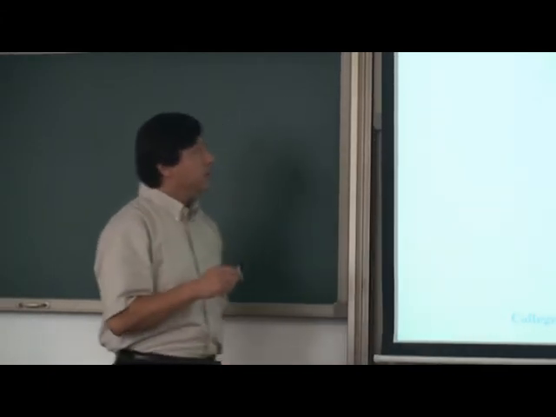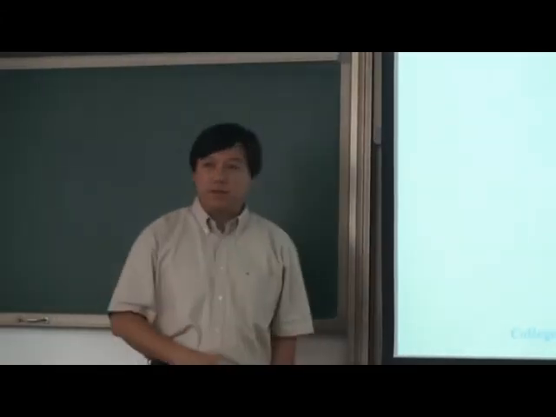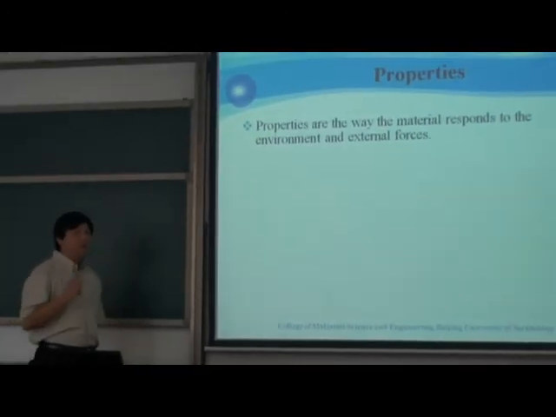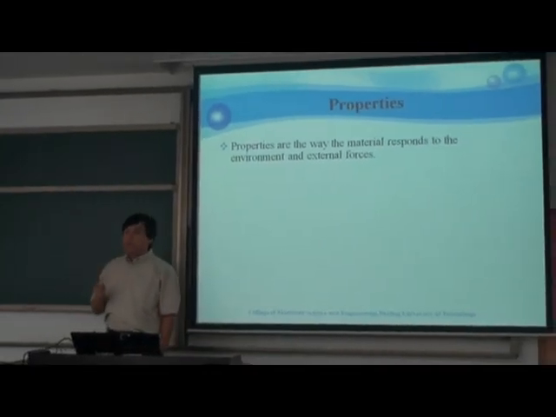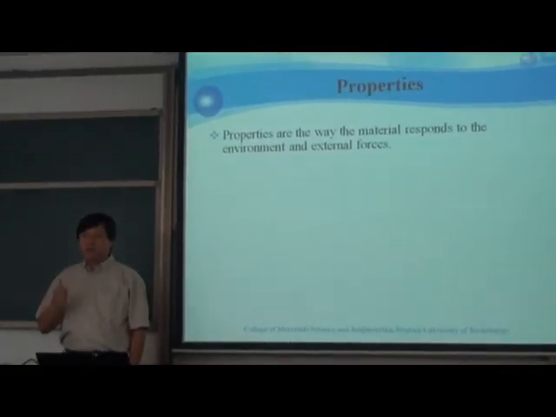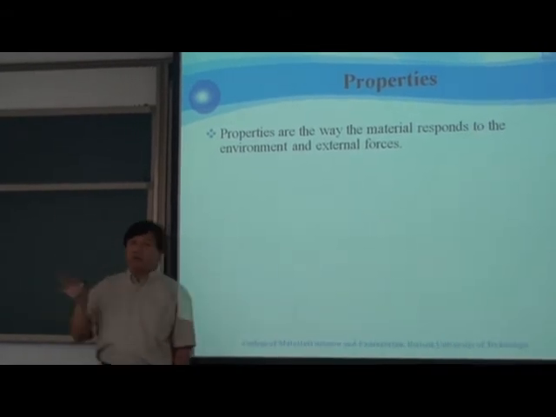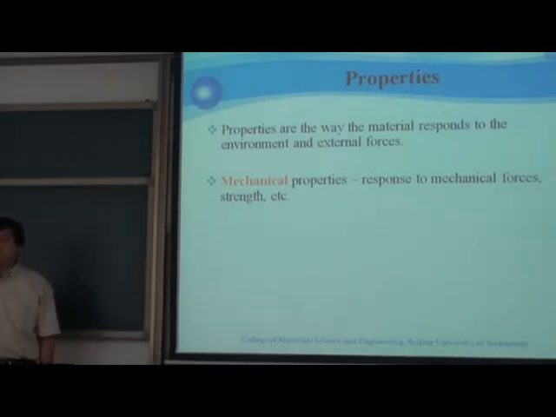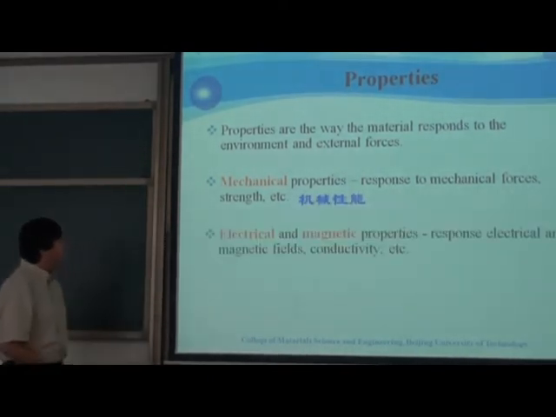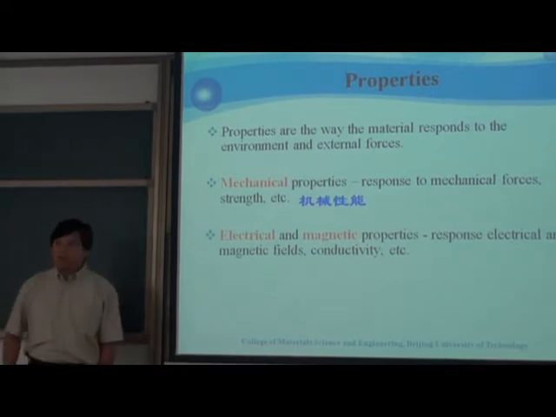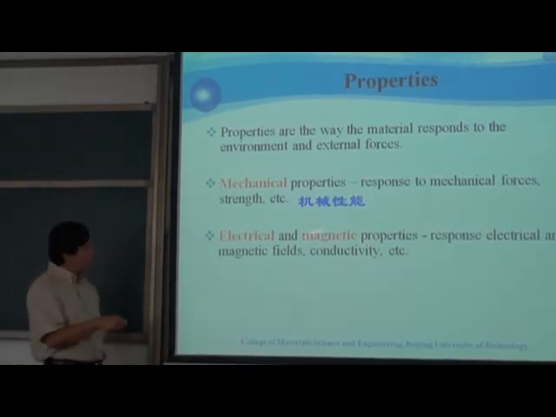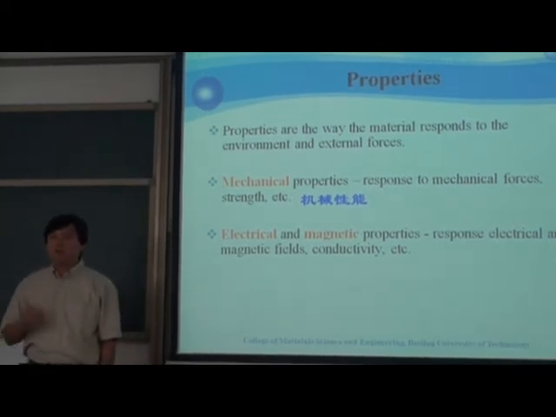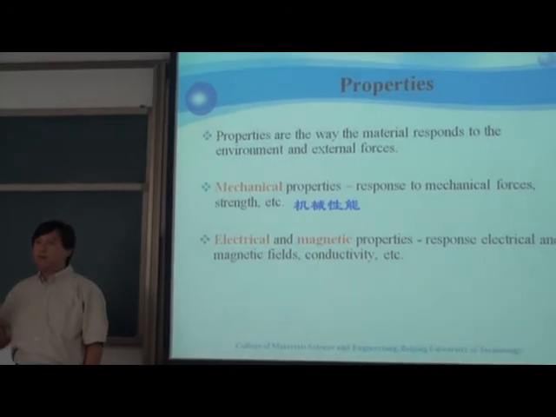Okay, now the second thing we need to talk about are properties. This is a place where we left off last time. So properties are the way the materials respond to the external forces or to the external environment. So these are properties. We have different types of properties. We have mechanical, we have electrical and magnetic properties. What are these? What is electrical and magnetic? Examples can be electrical conductivity or magnetic permeability.